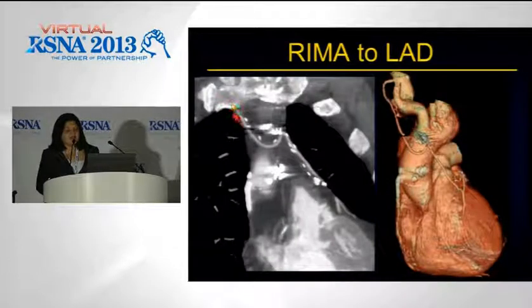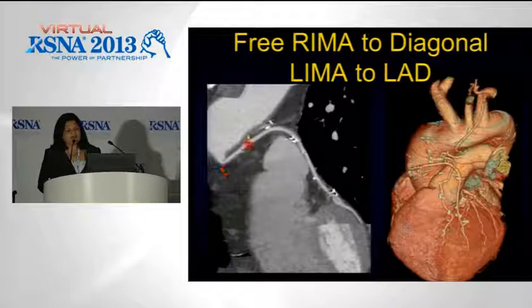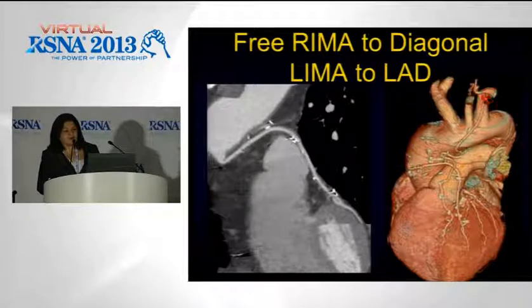So here is a RIMA that's widely patent. This patient did have a LIMA that was occluded, and so they did this RIMA to the LAD. And here is a RIMA used as a free graft, so widely patent. What you see is the proximal anastomosis to the ascending thoracic aorta, and here is its distal anastomosis. In fact, this was not the patient who had an occluded LIMA, because the LIMA goes to the LAD and the RIMA goes to a diagonal branch.